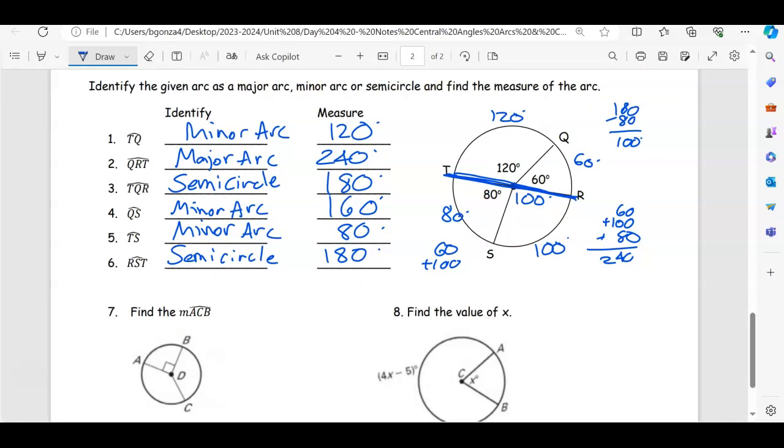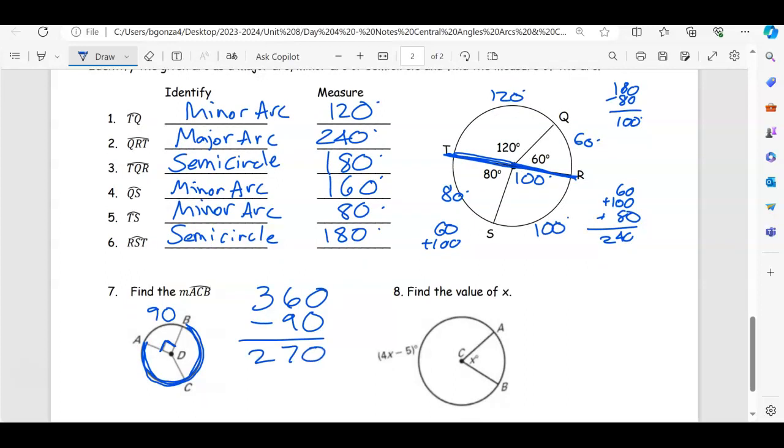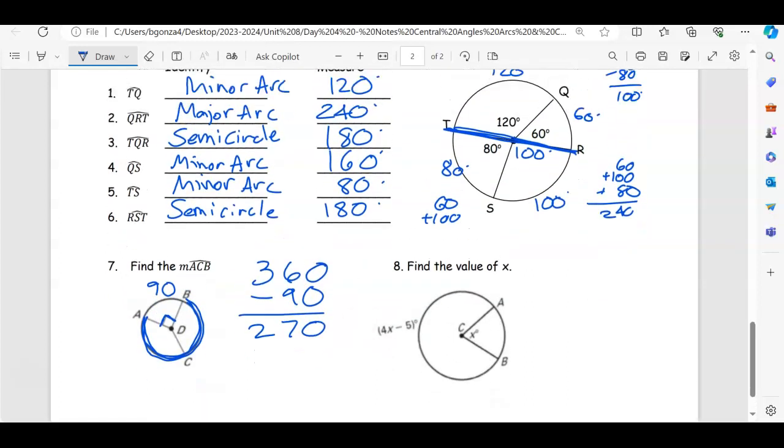Last 2. Number 7 is asking for ACB, which is going the long way. ACB. Do y'all see that there's 90 right here? So that means there's 90 right here. How do I find the rest of it if the whole thing is 360 and this little piece is 90? What should I do with 360 and 90? Subtract it. 360, take away the 90 that I know, gives me what's left over: 270 degrees.